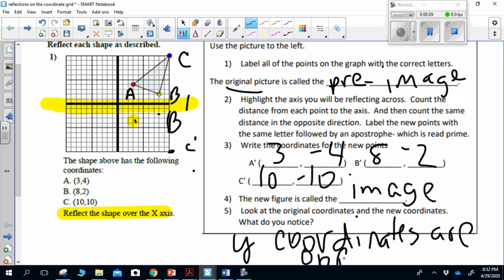So when you reflect across the x-axis, it flips your y's because it's going to turn the shape over. And if I connect these points and I look at it, even though I'm drawing with my finger, it's bad, you can see that it is the mirror image of it.